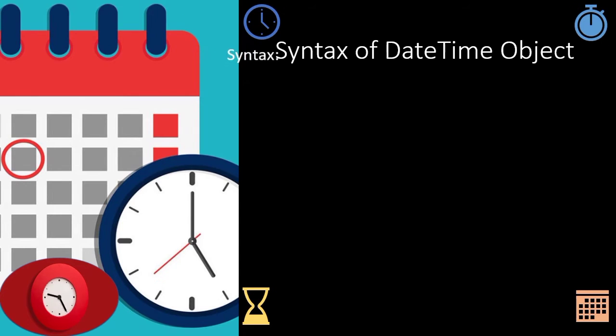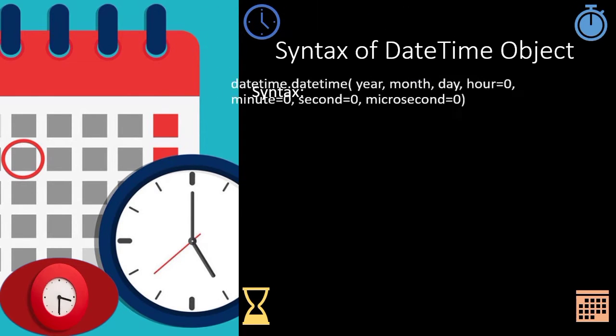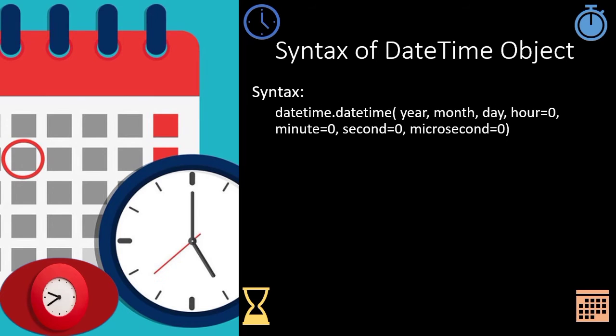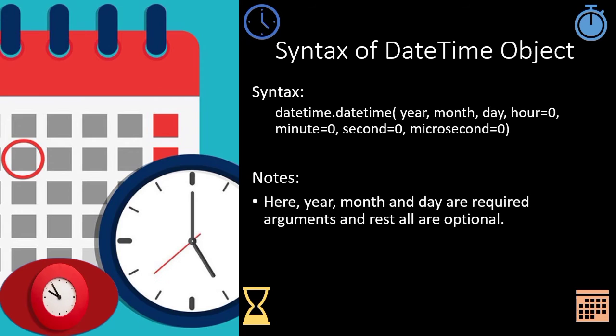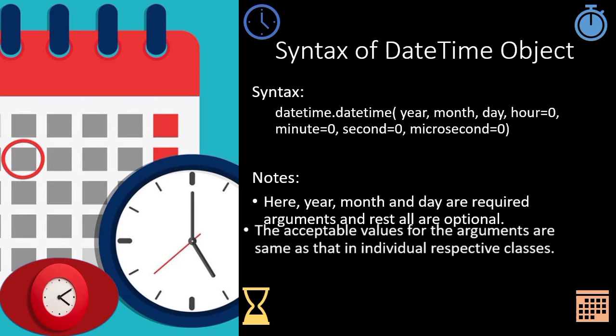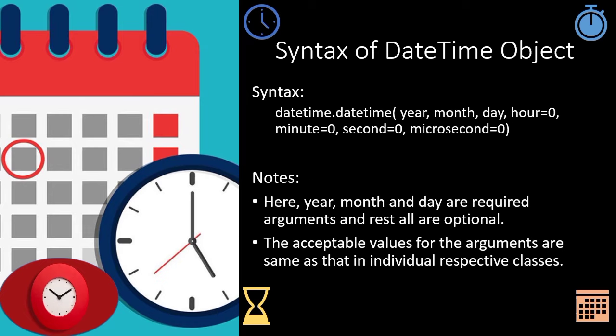So now let's understand the syntax for the datetime object using which we can specify date and time in Python. For that we have to write datetime.datetime and provide the values for the arguments. Year, month and day are for date, whereas hour, minute, second and microsecond are for time. Here are some important points to keep in mind. First of all, year, month and day are the required arguments and the rest of them are optional. We have to provide values for the required ones, otherwise we will receive an error. We have already seen the acceptable values for the arguments in the previous videos. Now let's go for a hands-on practical.